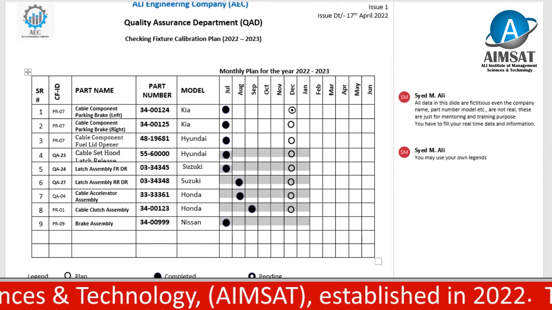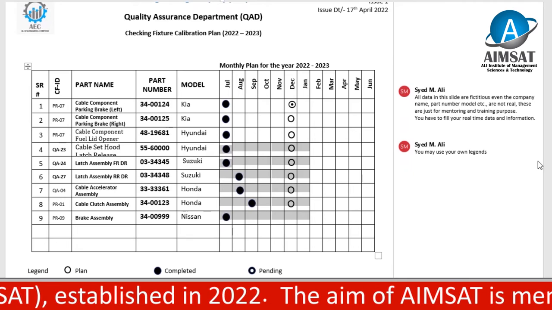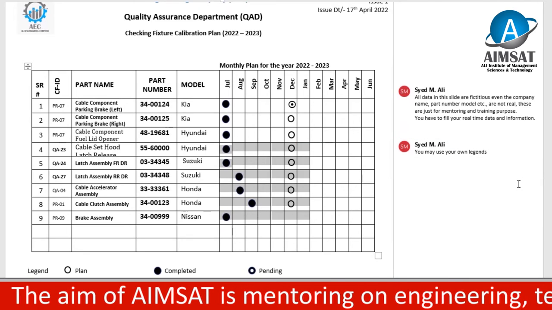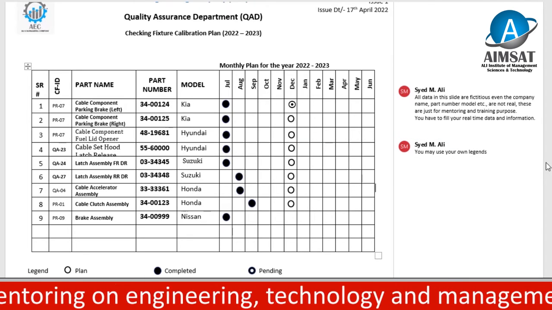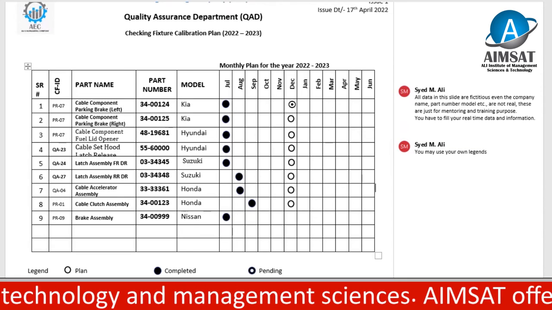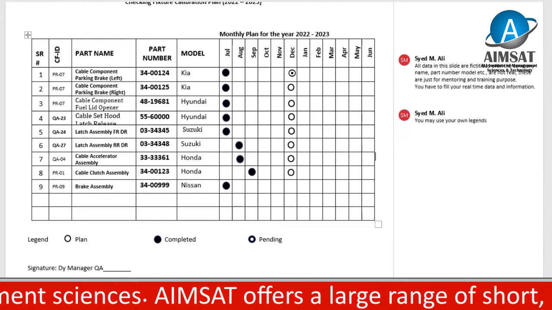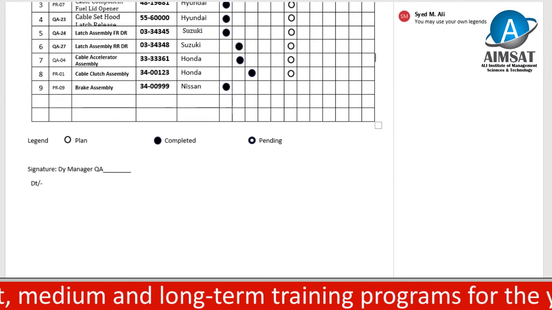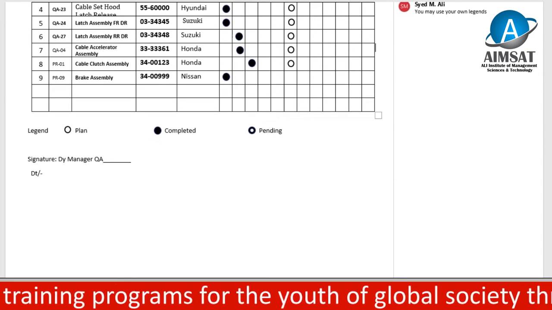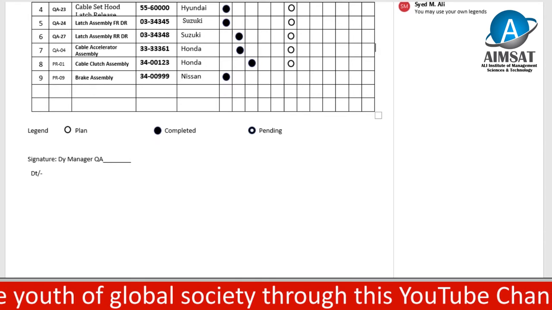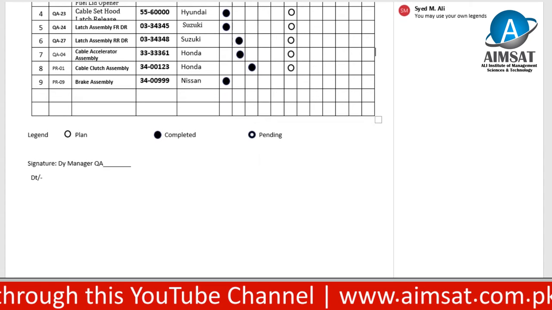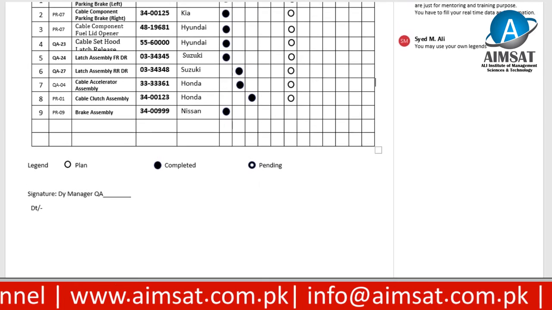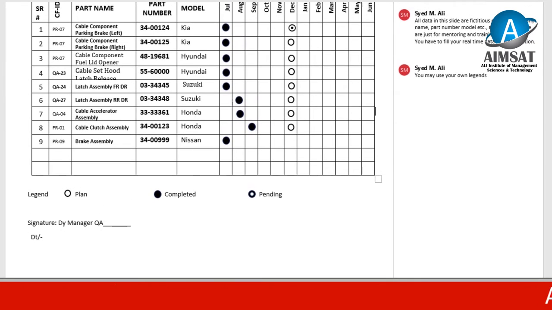Against the plan, calibrations are duly completed in the month of July, and the next plans are scheduled in the month of December. Similarly, if you see the cable component parking side, December is pending. This is the legend of the pending. You have to describe here a CF identification number, part name, for example cable component parking brake left side, and the part number and the model of the product where the part is being assembled.